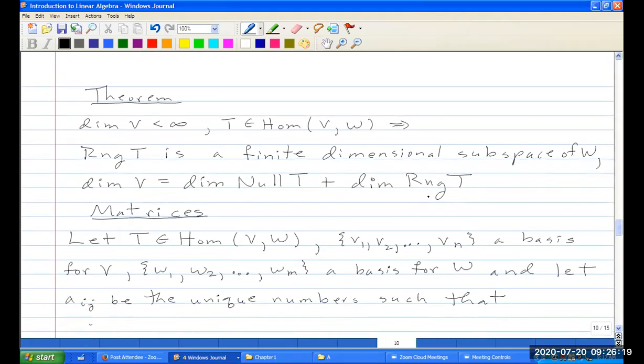Okay, so what is a matrix? Now this is more or less why I'm going over this, because our book starts with matrices.